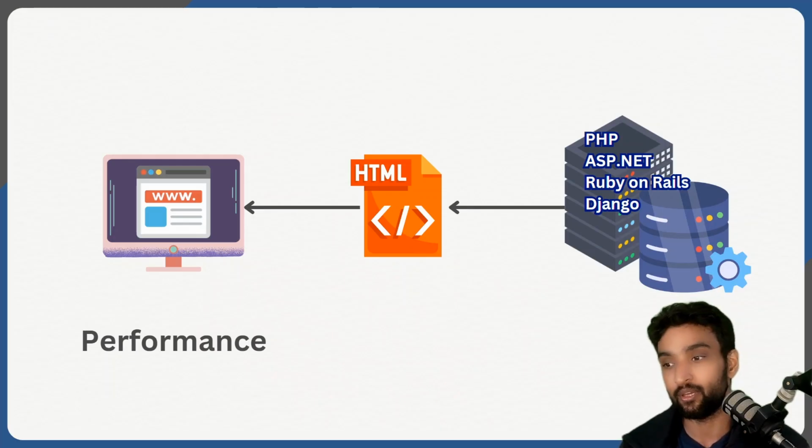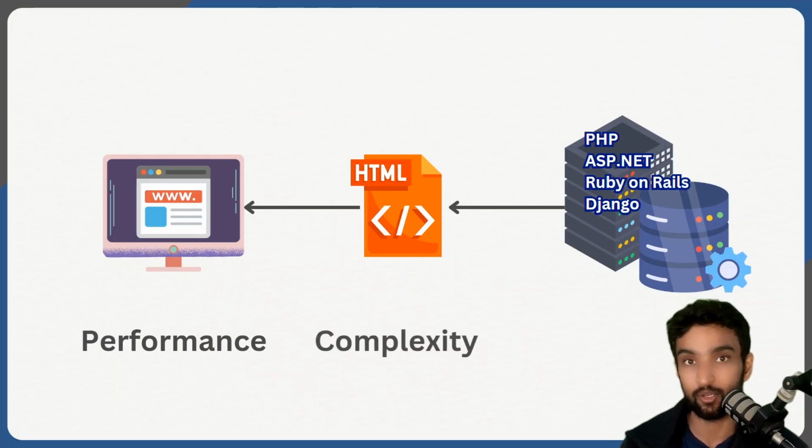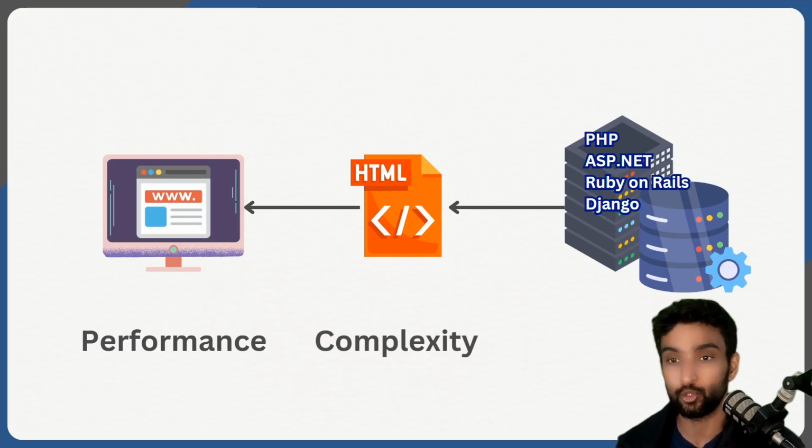Another issue we can think of is complexity of the code base. The backend developers have to write code to generate HTML dynamically, and this will increase the complexity of the code base and so the maintainability of the code base as well. Also, the backend developers need to learn front end technologies as well to do their job.